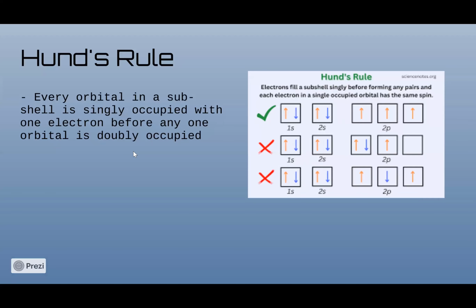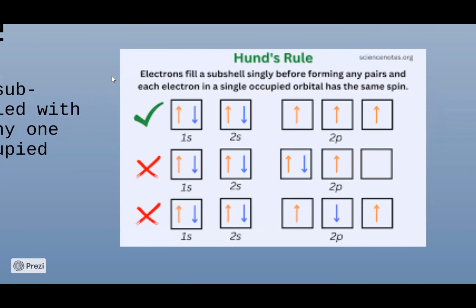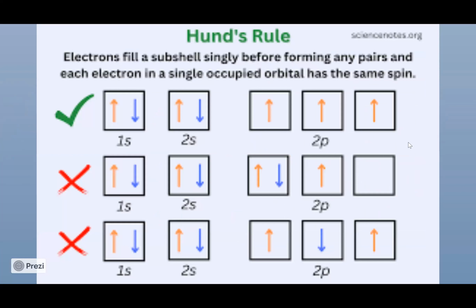Thirdly, we have Hund's rule, which says every orbital in a subshell is singly occupied with 1 electron before any one orbital is doubly occupied. So here the diagram shows the electrons filling the subshell singly before forming any pairs, and each electron in a singly occupied orbital has the same spin. So here we need to make sure that we have all the orbitals filled with one electron each before moving on to the opposite spins.